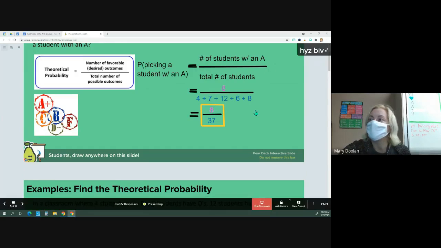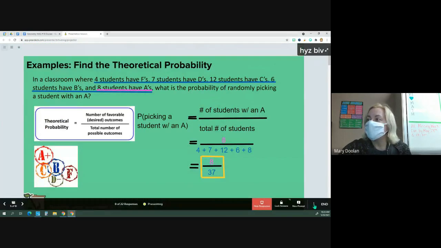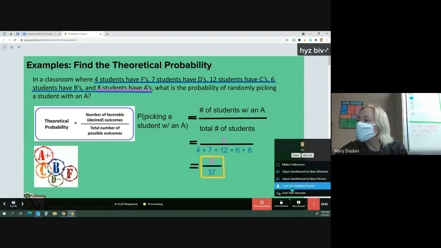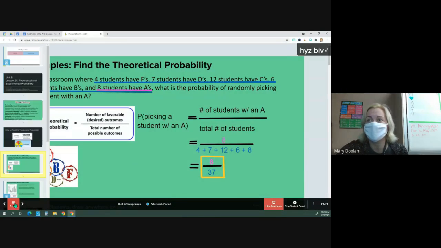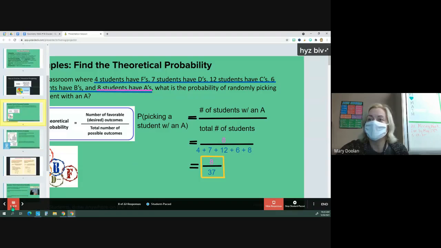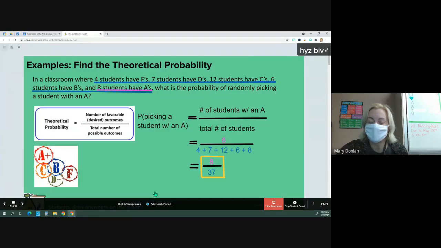I'm going to leave it on student pace because I'm going to go to the next slide, but you might still be writing on that slide. Actually, leave this here for a minute just so you can get caught up, and then we'll go to the next slide, which is another example of students and their grades.